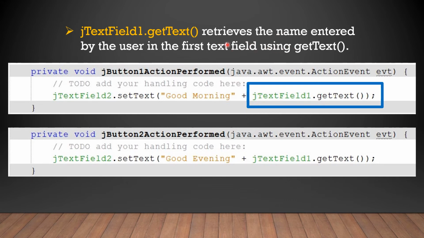And for this purpose, we are going to use this statement, jtextfield1.getText. It indicates that the text is to be retrieved from the display text of jtextfield1. Similarly, for the second button also we have used the same coding, because we want to display the name of the user in both cases.